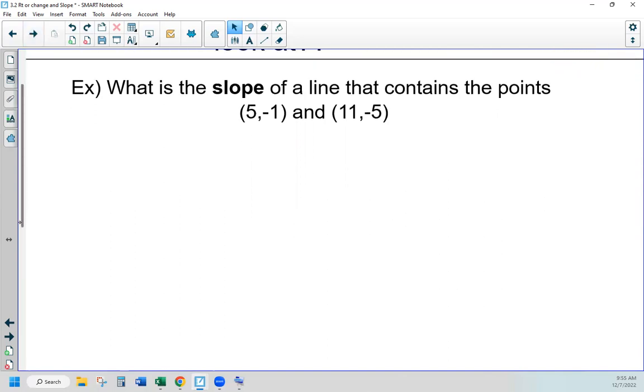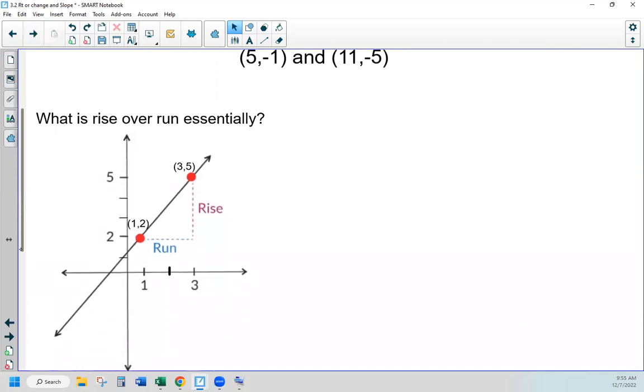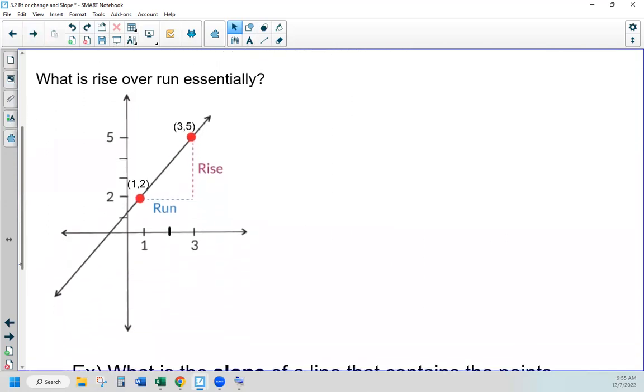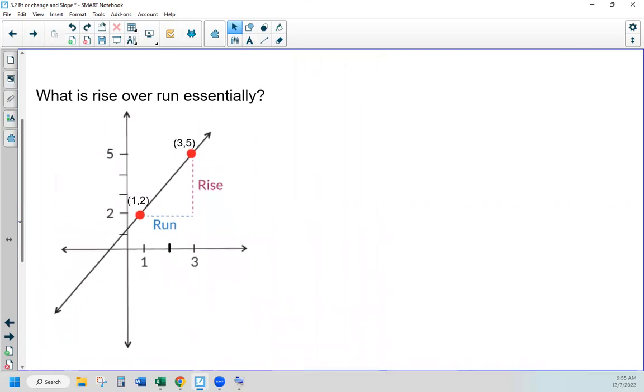And what I'm about to show you right now, don't do it on your paper. I mean, do it or not. It's up to you. So let's go ahead and talk about what this strategy is. What is rise over run essentially? Okay, again, you don't have to take these notes right here. I'm just going to show you what rise over run is.